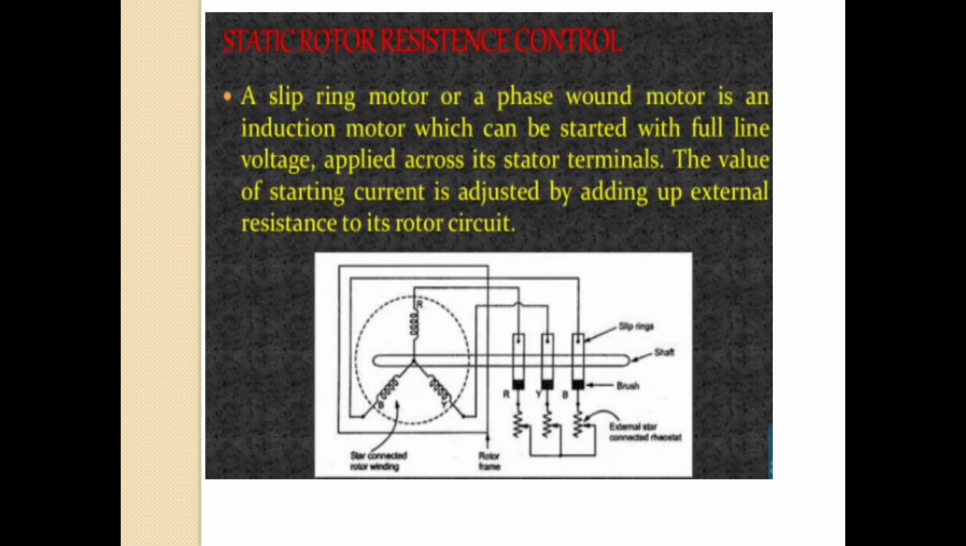Rotor resistance control. The rotor resistance control is used for wound rotor induction motor. At constant frequency, the synchronous speed of the motor is inversely proportional to the number of poles, Ns equals 1 divided by P. By changing the poles of the motor, synchronous speed can be varied. Changing the number of poles is incorporated at the manufacturing stage in such machines, called pole changing motors.